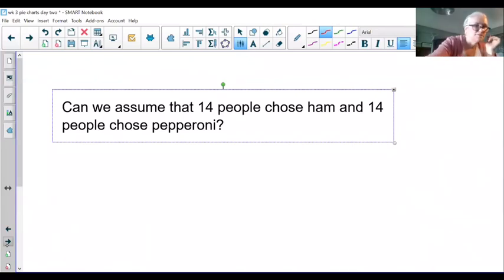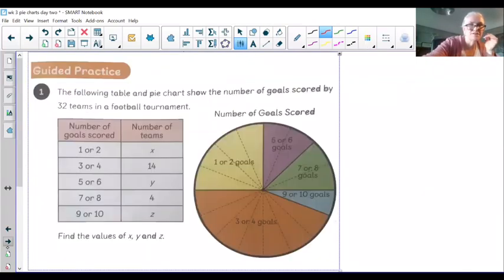Right. So now then, for the next ones, I normally like to draw all these things out myself, but this was a really tricky one to draw because the pie chart was so hard to do. So the following table and pie chart show the number of goals scored by 32 teams in a football tournament. So let's have a look at the information that we've got. We've got 32 teams, and it's the number of goals.